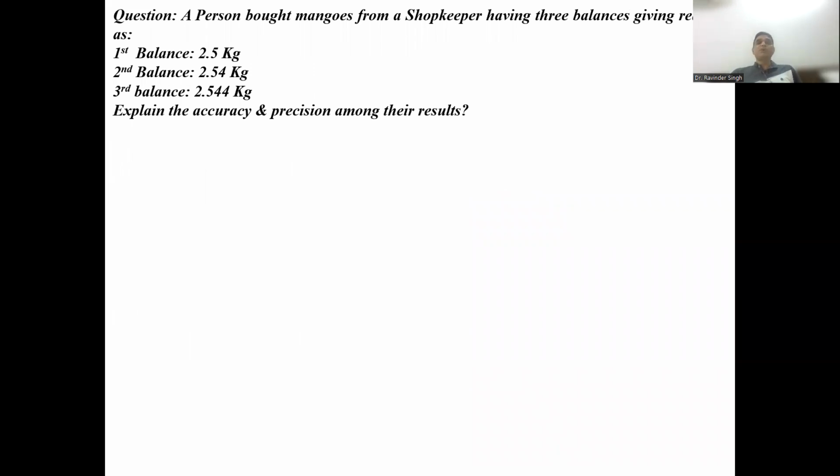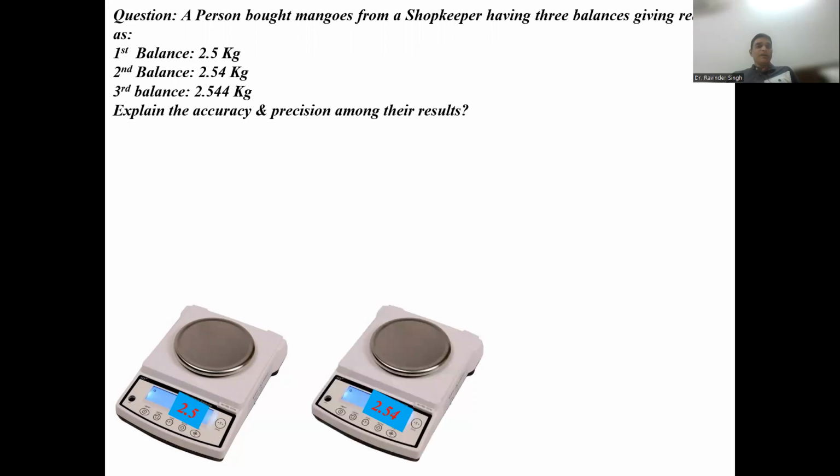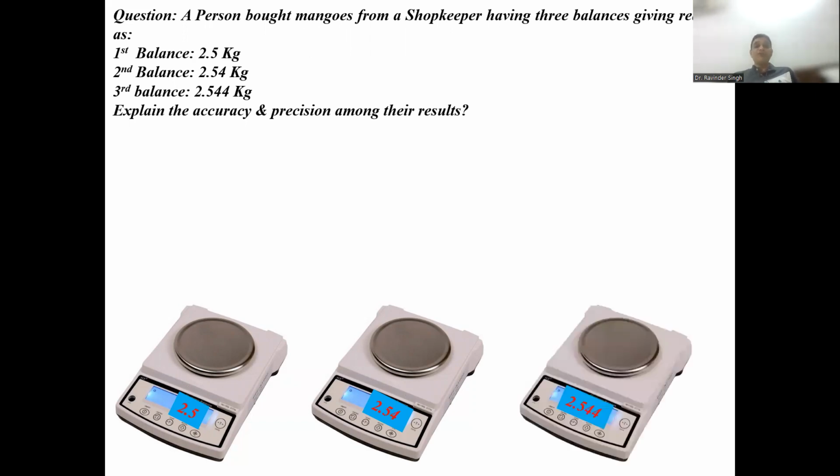Then the next question: a person bought mangoes from a shopkeeper having three balances, because we can purchase balances of different precise values, meaning up to different decimal points. In the first balance, the result comes out to be 2.5 kg. In the second balance, 2.54 kg. In the third balance, 2.544 kg. Now explain the accuracy and the precision among their results.